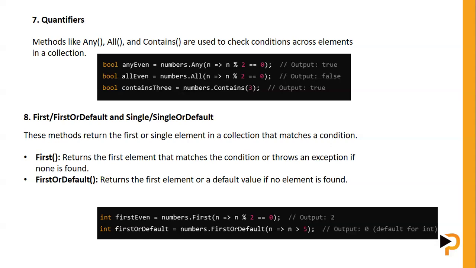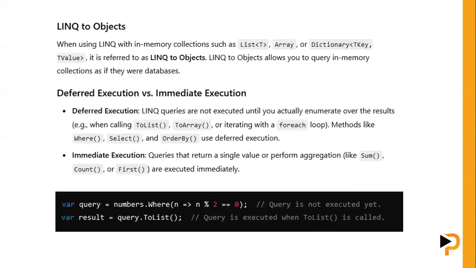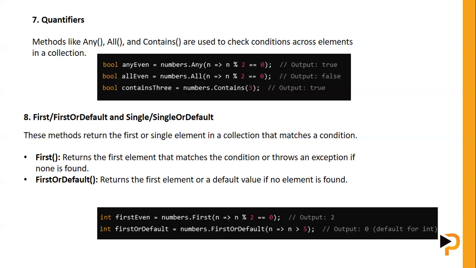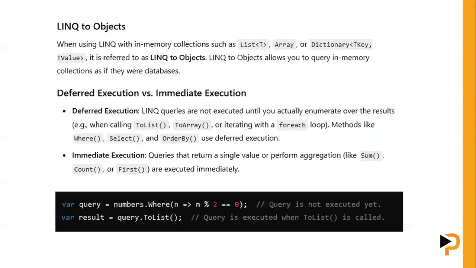Similarly, Last, Single and SingleOrDefault. So same thing, LINQ to Objects. You can use LINQ with in-memory collections such as list, array, or dictionary. This is referred to as LINQ to Objects. LINQ to Objects allows you to query in-memory collections as if they were a database. So it operates on in-memory collections like list, array, and dictionary.